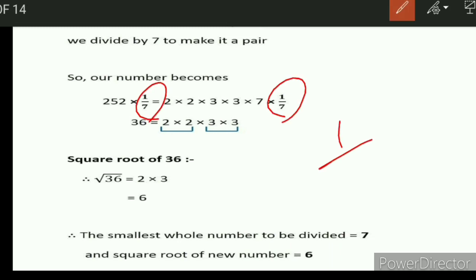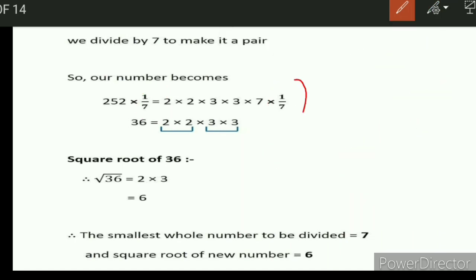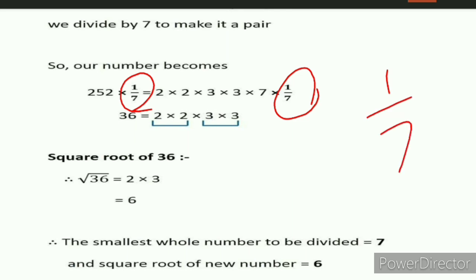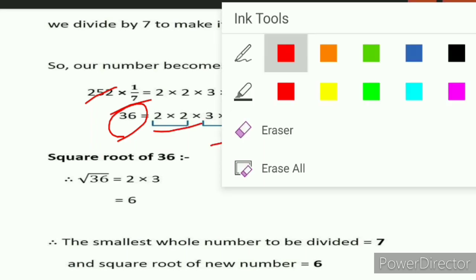1 by 7 we have written. Divide in the sense, how will you divide, we should write in the denominator. Right. Here also this whole divided by 7, we should write in the denominator. That's why they have written 7 in one place in the form of 1 by 7. Yeah, it is also correct. Okay, now if you cancel 7 and 252, you will get 36. This 7 and 7 cancel, remaining 2 into 2, 3 into 3.